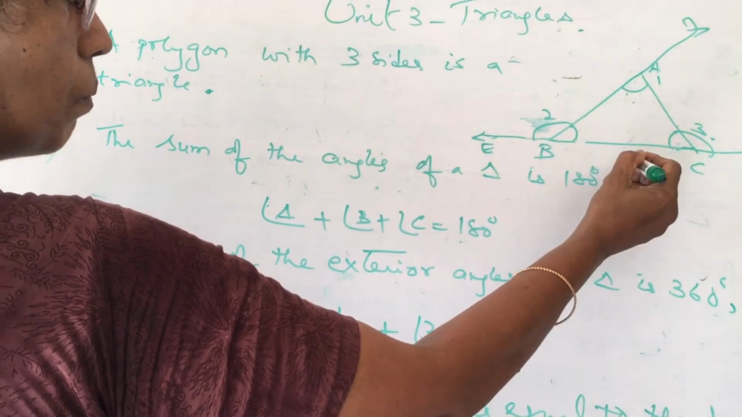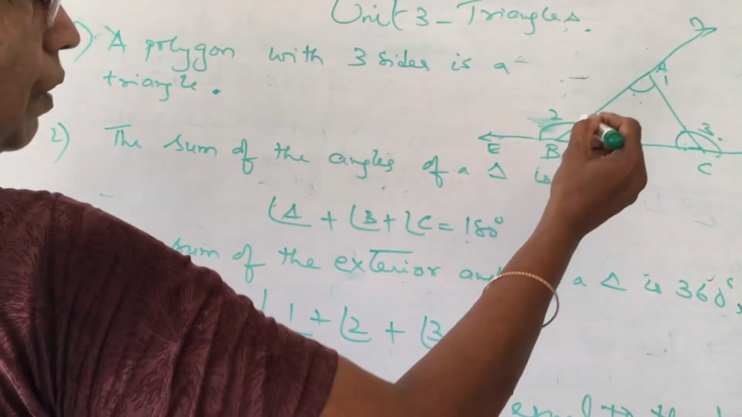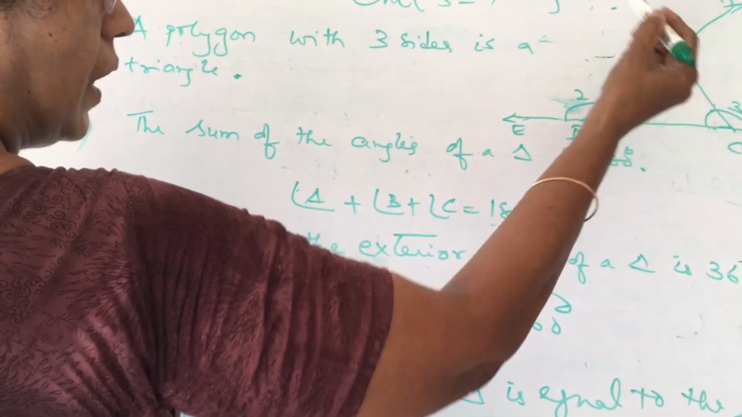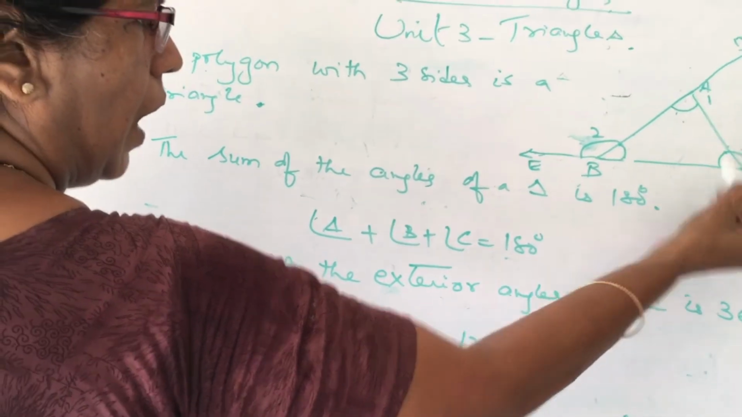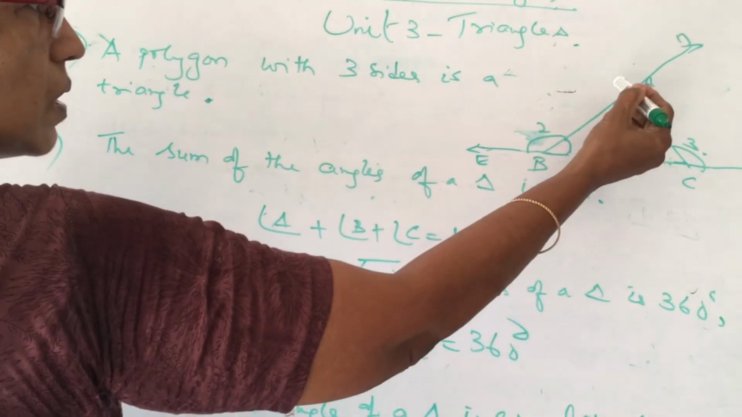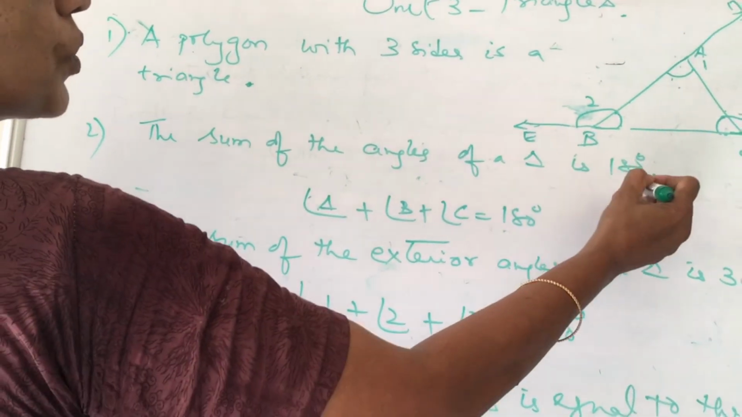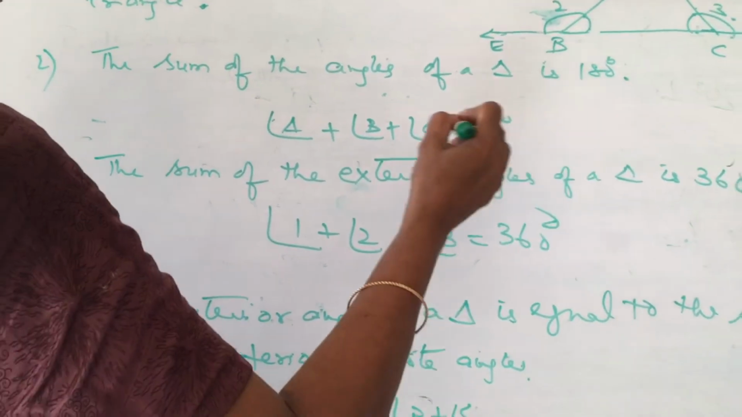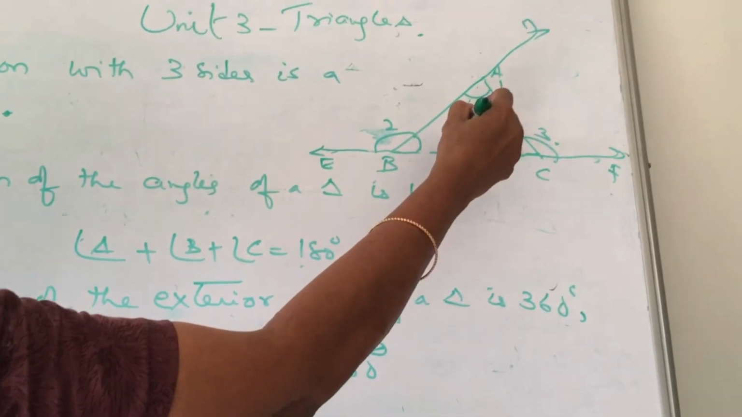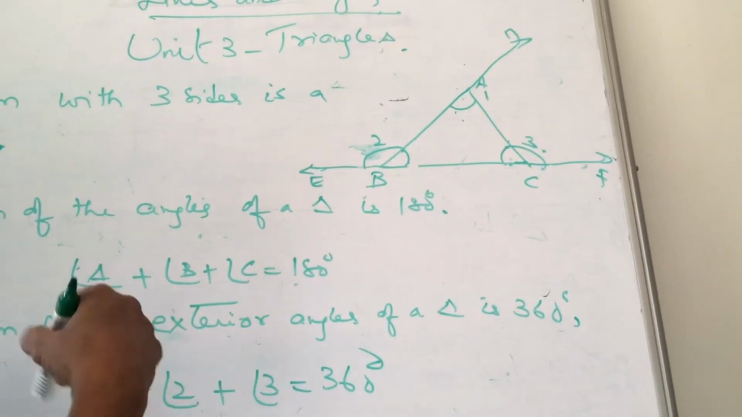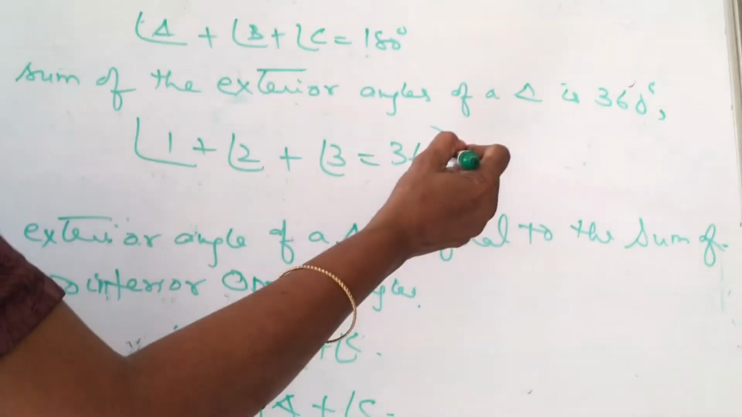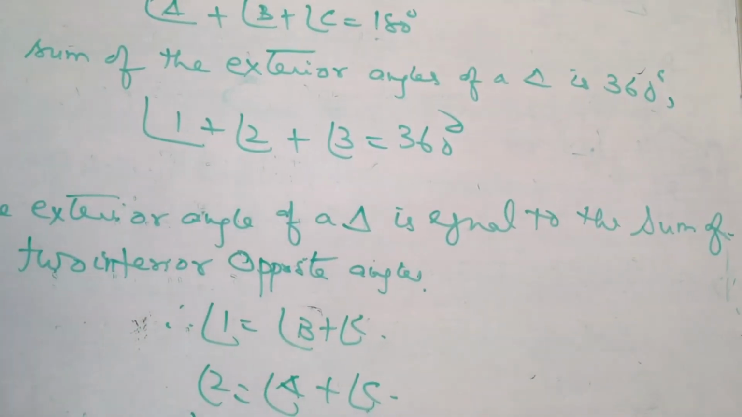Which are the sides? AB, BC, AC. Which are the angles? Angle A, angle B, angle C. The three vertices A, B and C. The sum of the angles of a triangle is 180 degrees. So the inside angles measure is 180, but the exterior angles measure will be 360 degrees.